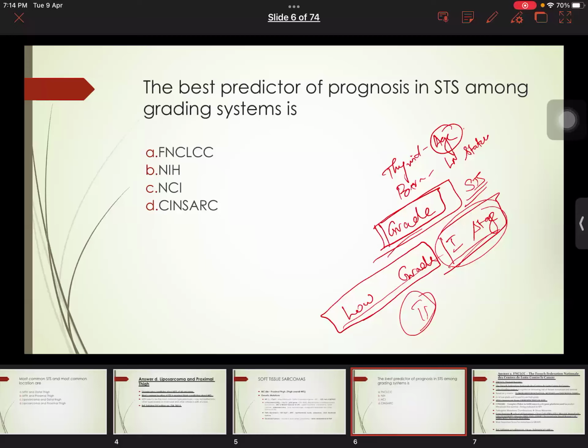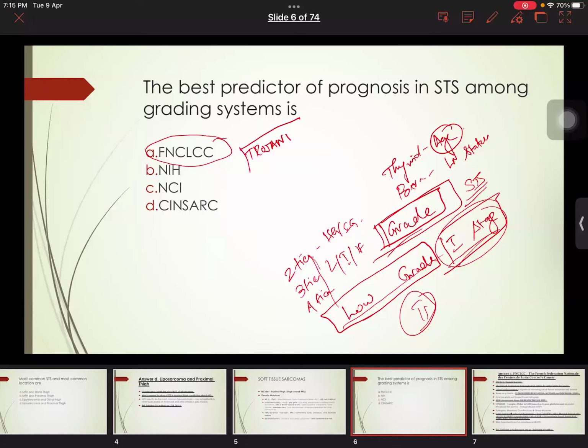Now, the grading of soft tissue sarcomas also has multiple systems. There are the 2-tier systems, which will be basically classifying it as high-grade and low-grade. Then we have the 3-tier systems, which will be your low, intermediate or high-grade tumors. And then you will have the 4-tier system also. So there are multiple systems which are available. The system that best predicts the prognosis among the grading systems is the FNCLCC system, which is also called the Trojani system.